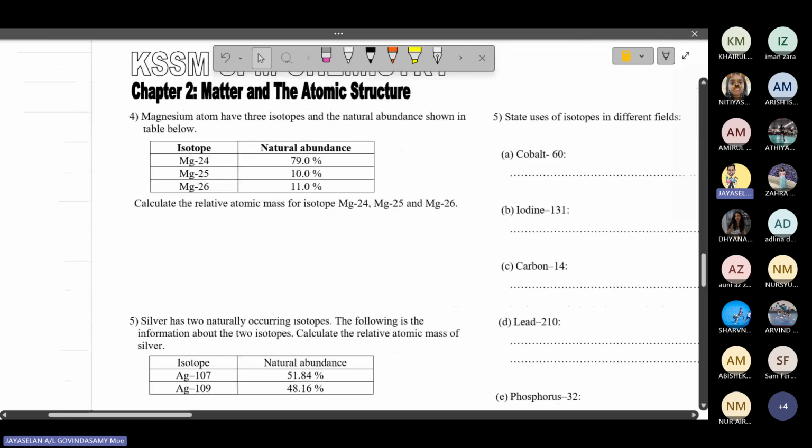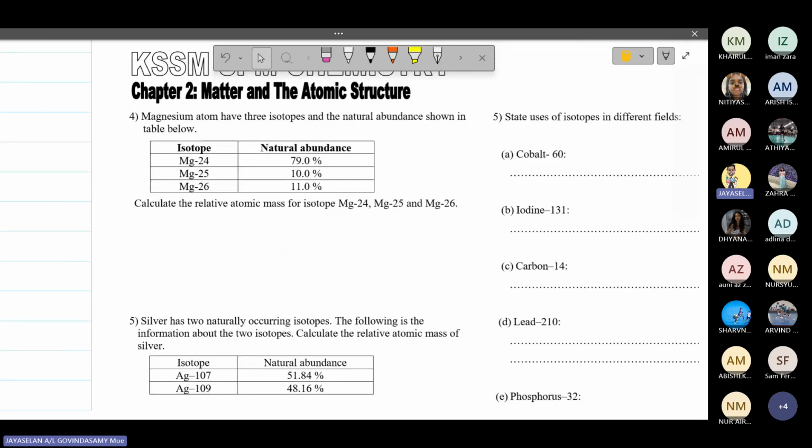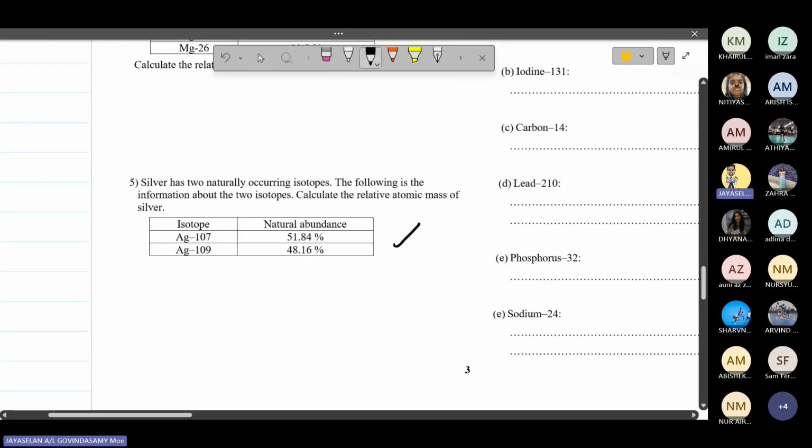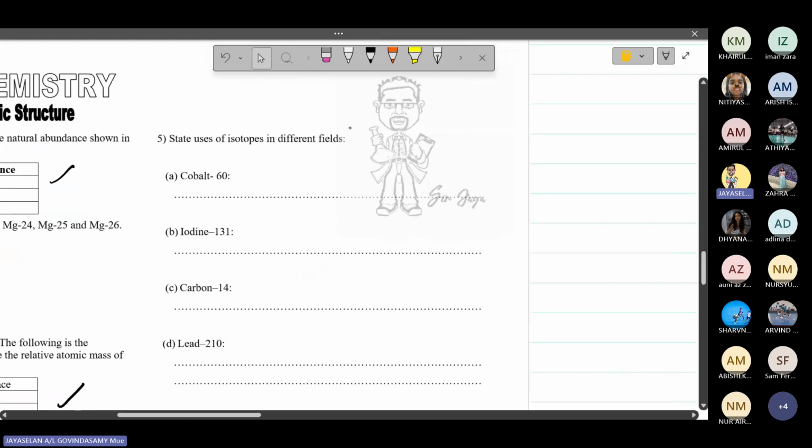Ini everywhere. Like even last year also came out. So that means they will keep repeating the same thing. So kalau this year got repetition, so they will ask this one lah. How to find the RAM? I already give you one example. Okay, 2 example. After that, I want you all to memorize all the uses.